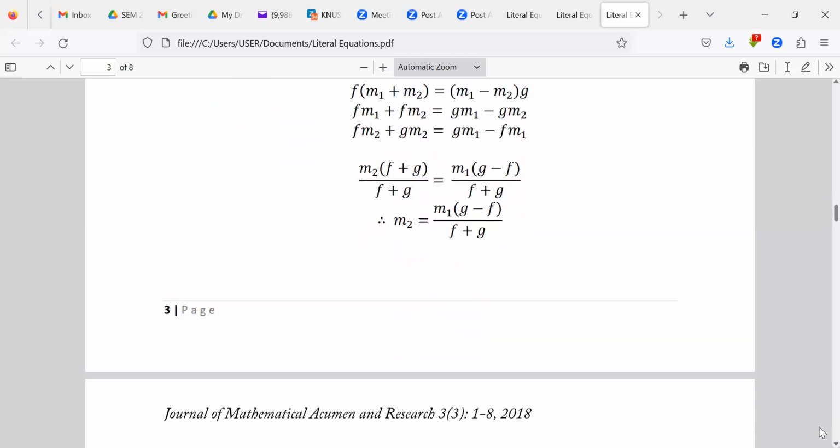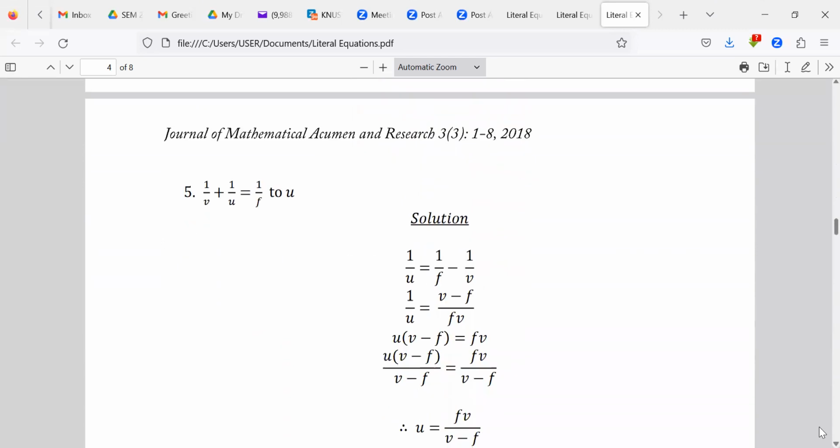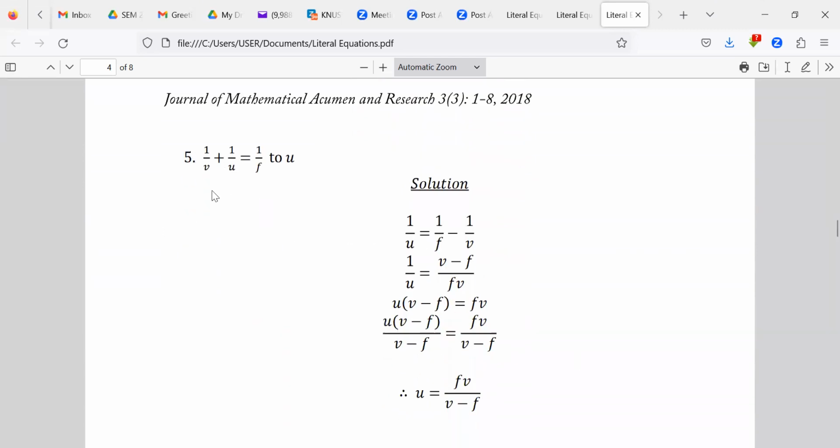We now want to move on to the next question. We have the whole of this expression being equal to that. I want to make u the subject. So we write the whole of this down. We look for our LCM, which is UFV. So we multiply this by UFV. We multiply this by UFV, multiply that by UFV. But before we do that, we find the LCM of this expression, that will be FV.